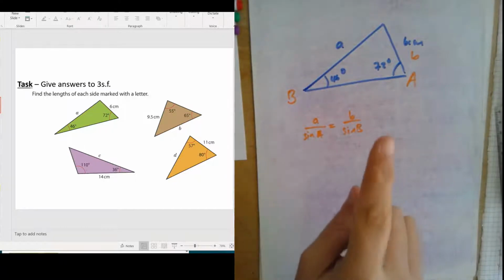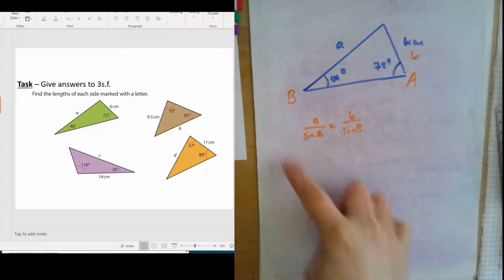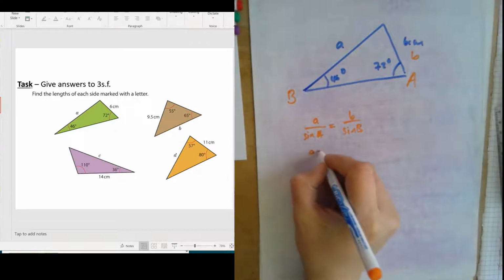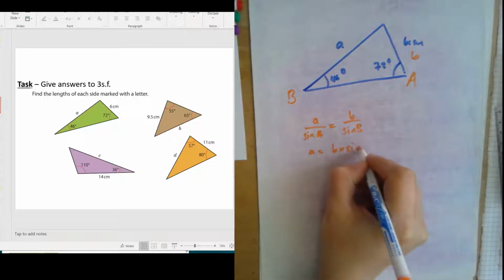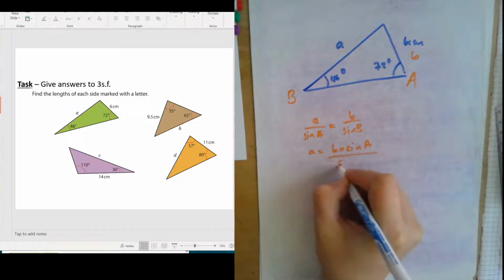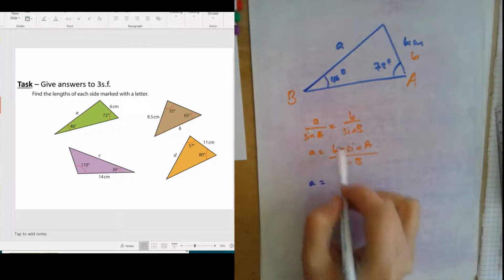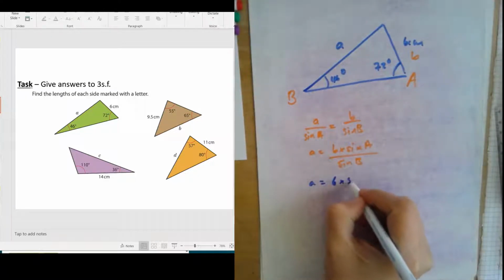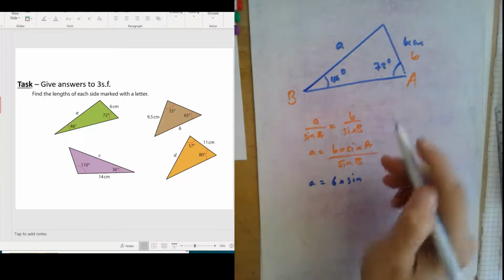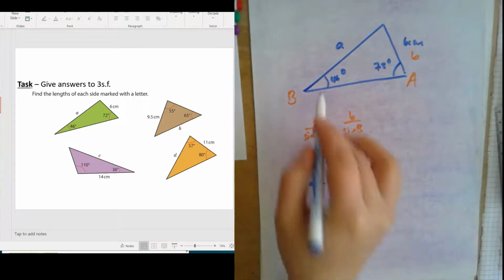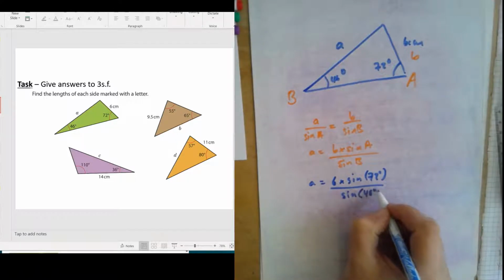Okay, so anyway, going back to this, I now have this set up. So I only want a, so I'm going to multiply both sides by sine A. So that's going to be b times sine A all over sine B. Okay, and now this is the way I want it. So I'm going to substitute in the numbers. So I've got a equals, so instead of b, I'm going to put 6. Instead of big A, I'm going to put 72 degrees. And instead of uppercase B, I am going to put 46 degrees.